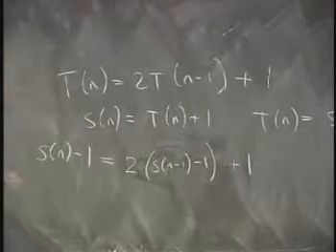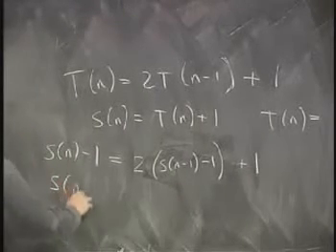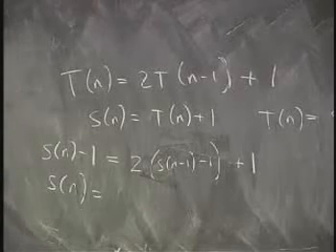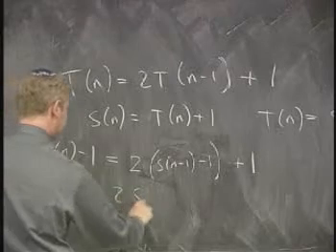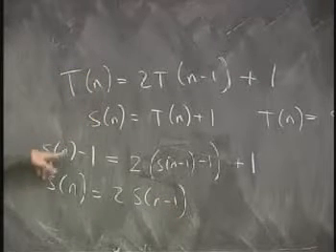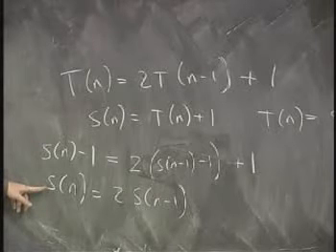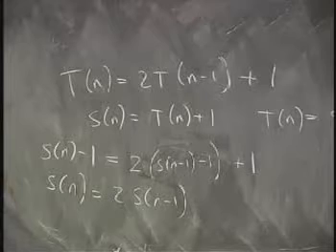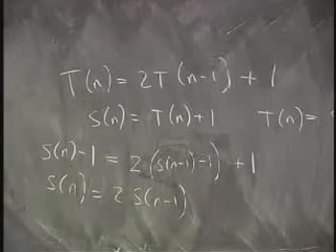Now let's fiddle with this a little. This is what you get: 2 times S of n minus 1. If you fiddle with this just a little bit, all the constants go away and you get the simplest recurrence equation you ever saw in your life. This is just like compound interest. This says that S of n is just twice the one before it.